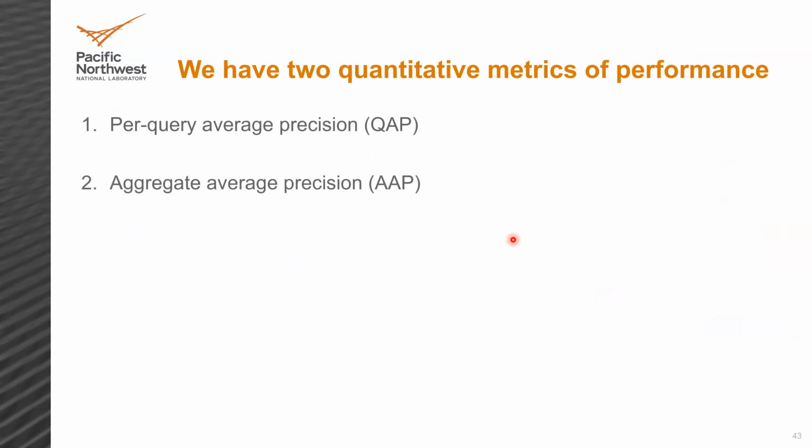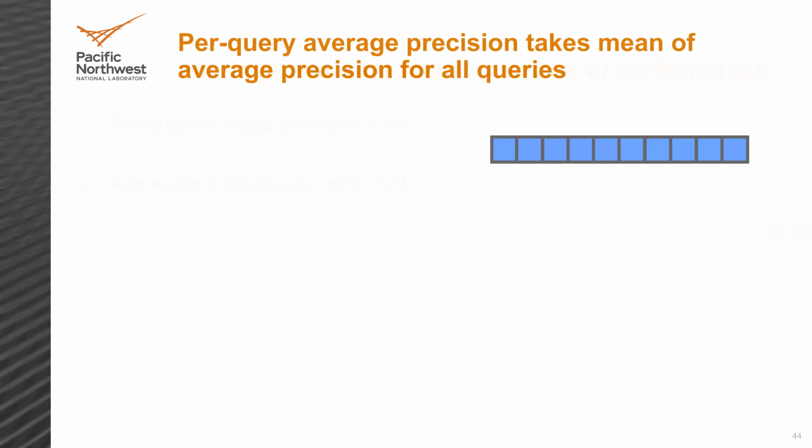So we use 2 different metrics when we're trying to see how it does on the species identification task: per query average precision and aggregate average precision. The per query average precision takes the mean of the average precision over all the queries. So given a set of data, we're going to select 1 to be a query and the remainder to be a repository. And then we can calculate the average precision for the specific query.